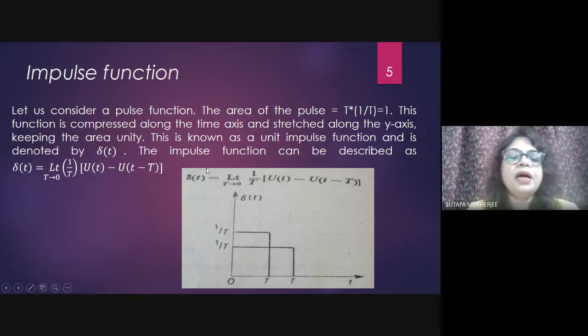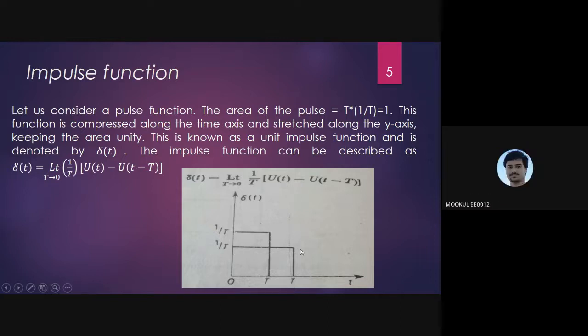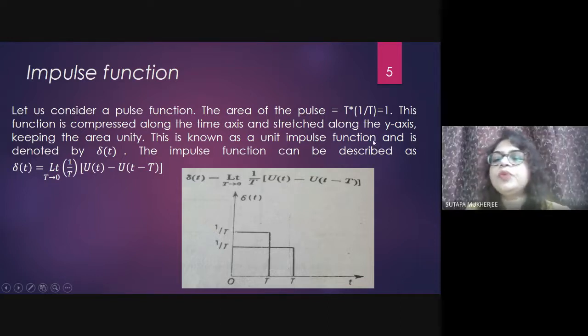Let us consider a pulse function. This is a pulse function. What will be the area of the pulse? T into 1 by t. Yes, ma'am. Like the rectangle, t into 1 by t, that is 1. So at each and every point, the area will be 1. This is the definition of the impulse function. This function is compressed along the time axis and stretched along the y-axis, keeping the area unity, whatever the position of t. This is known as the unit impulse function because the area is 1, and it is denoted by delta(t).